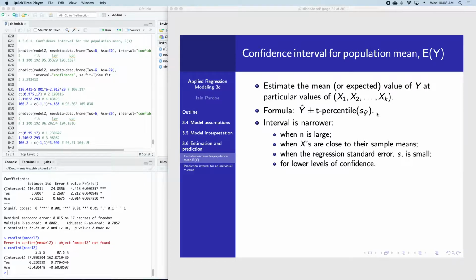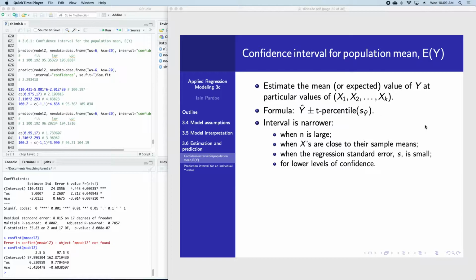So that's the very basic formula. There's details here which I'm not going to dwell on about the t percentile and the standard error of estimation. The reason I'm not going to dwell on those is because we're going to use statistical software to get this interval, and we're going to focus more on interpretation.